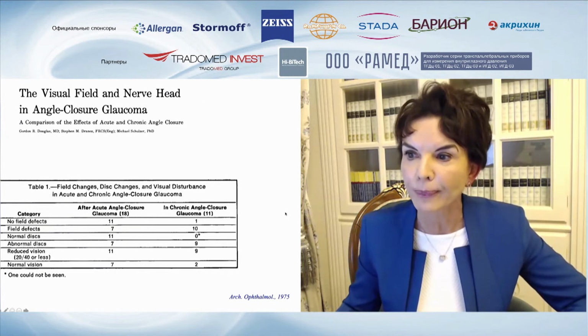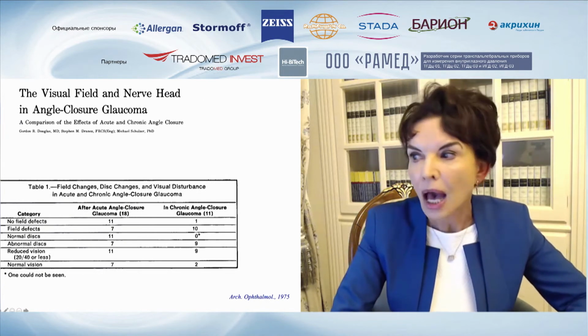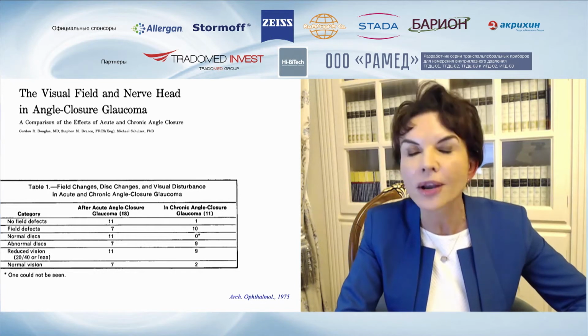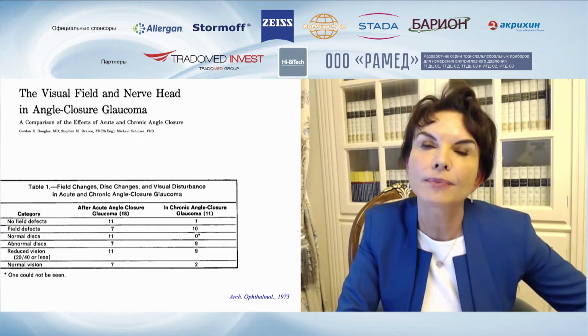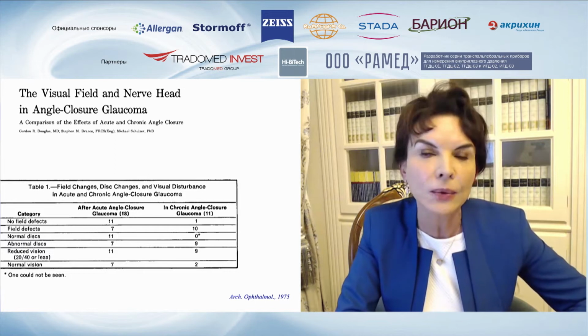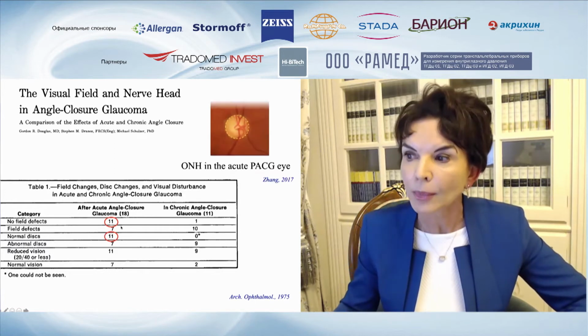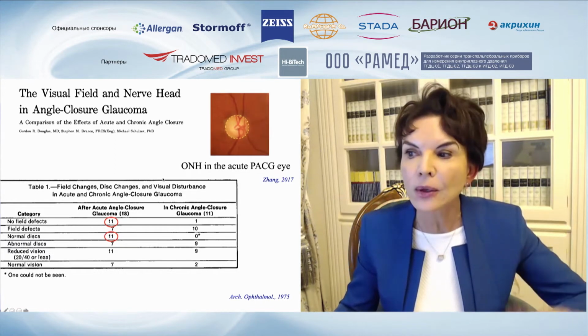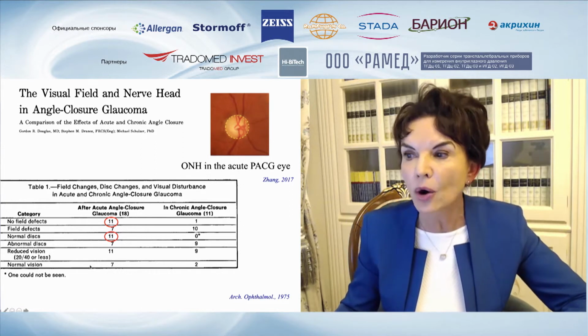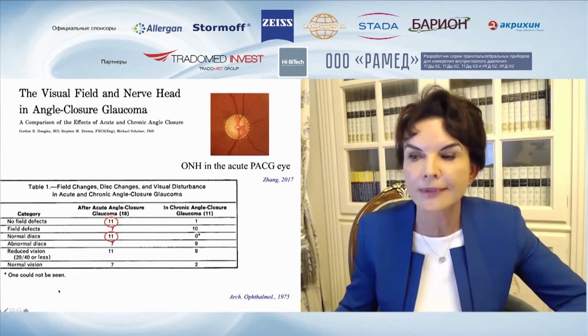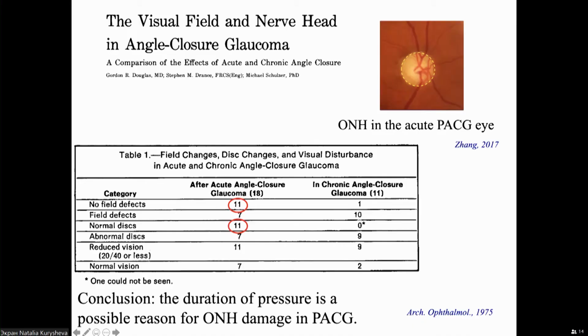It is worth noting that the optic nerve head in chronic angle closure glaucoma is more damaged compared to the acute angle closure glaucoma. Moreover, very often after the acute attack, one can see the normal optic nerve head as well as the normal visual field. It means that the duration of elevated IOP is more harmful for optic nerve head than the level of IOP itself in acute angle closure glaucoma.